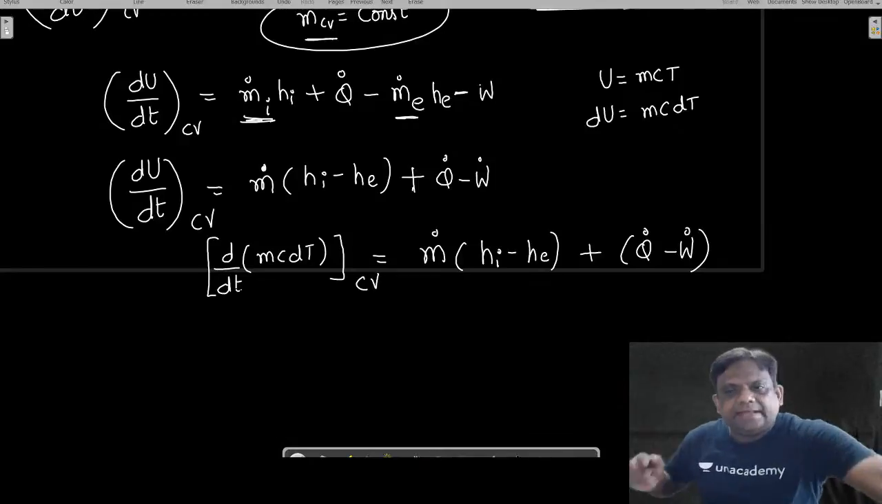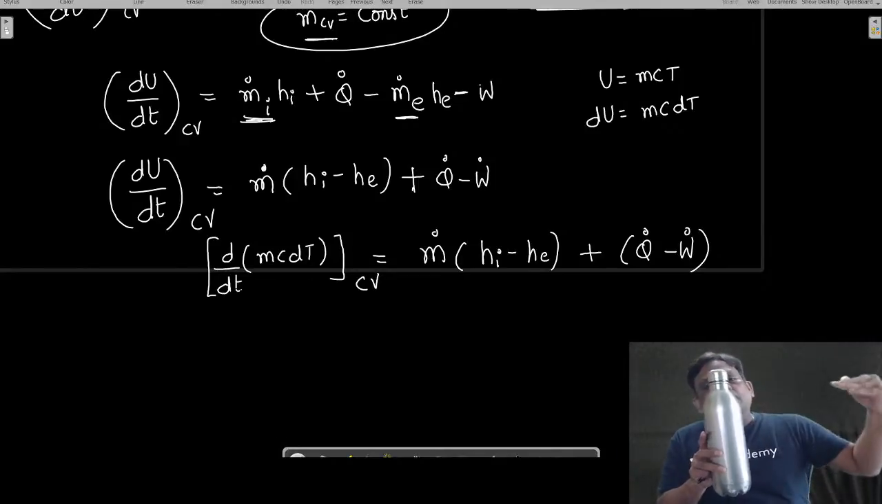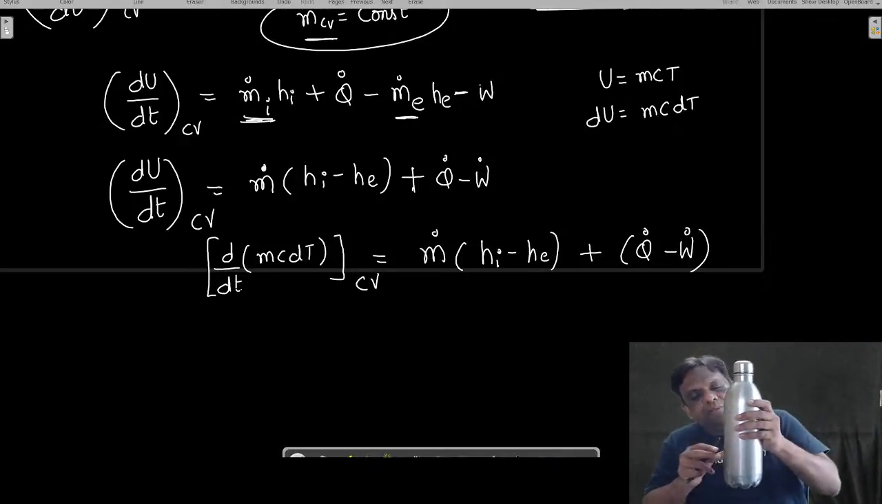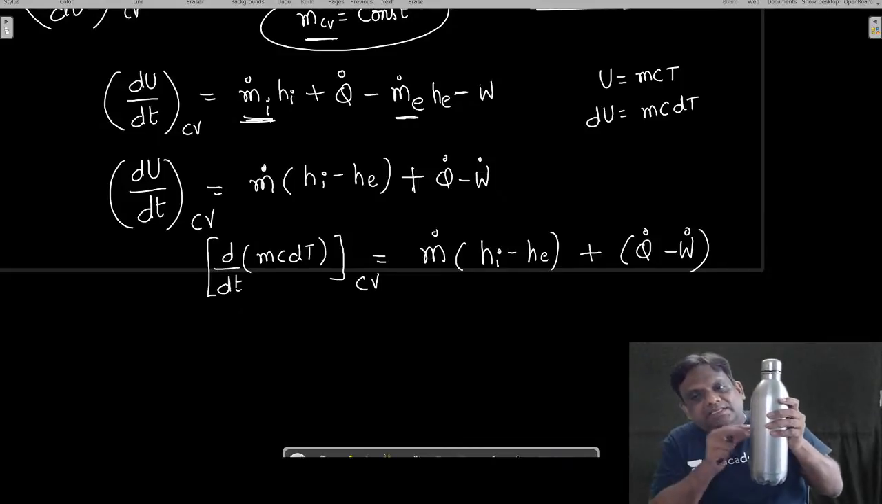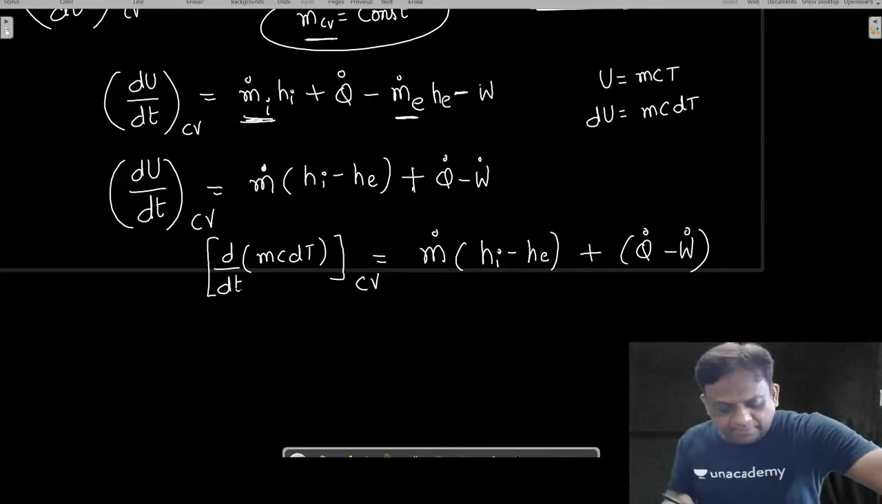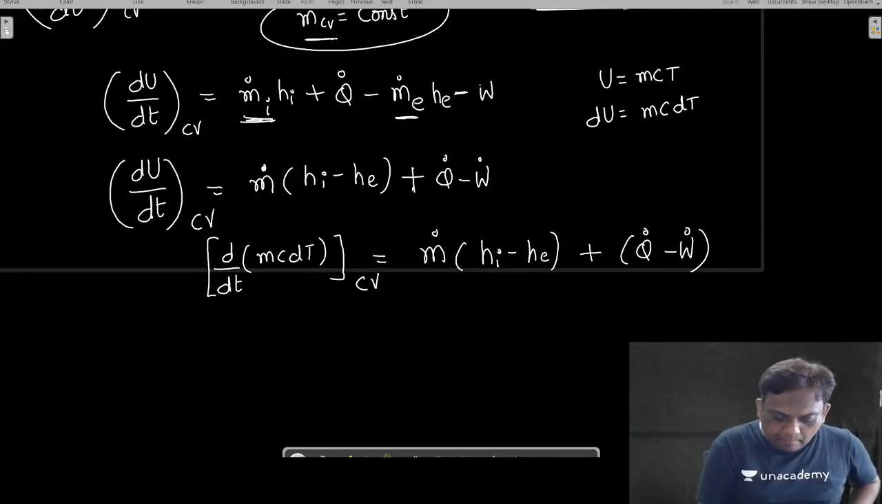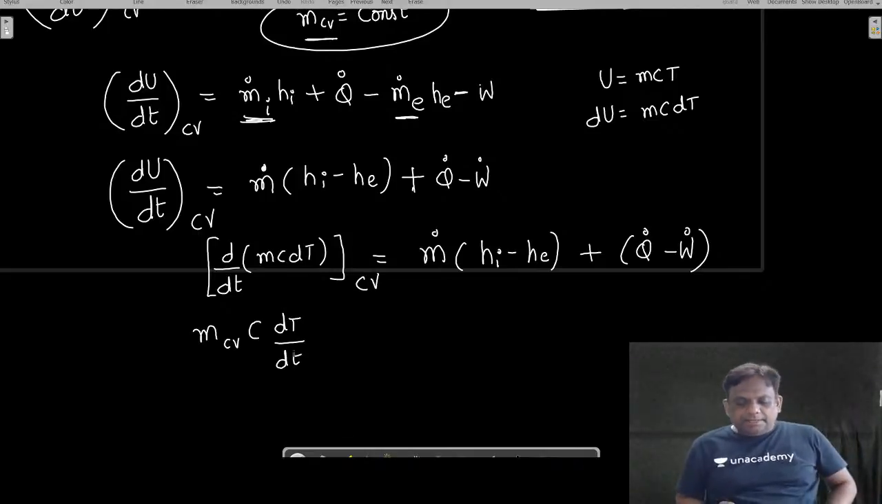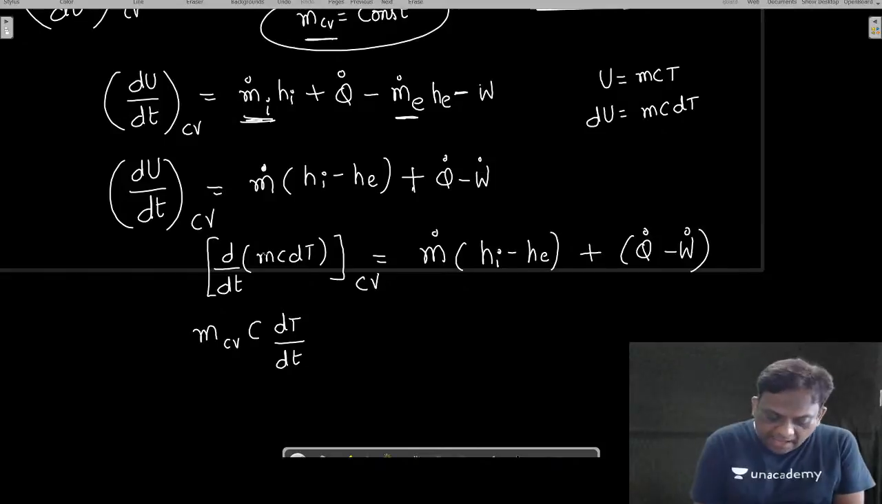Arre yaar, there is a tank, some water is entering, same quantity is leaving. So what will be the mass in the control volume? It will be the same. So therefore, mass in the control volume, take it outside, this mass of the control volume goes outside. Specific heat is constant. Okay, dT by dt. Correct? Wonderful, my dear students. I repeat, mass in the control volume, take it outside. Specific heat, take it outside.